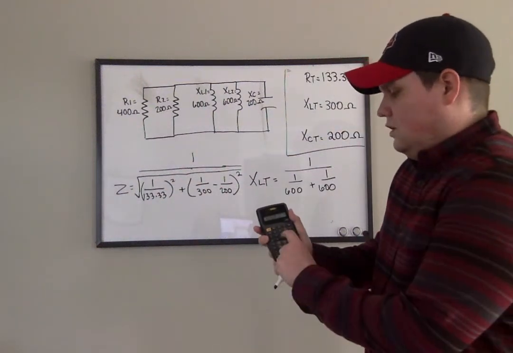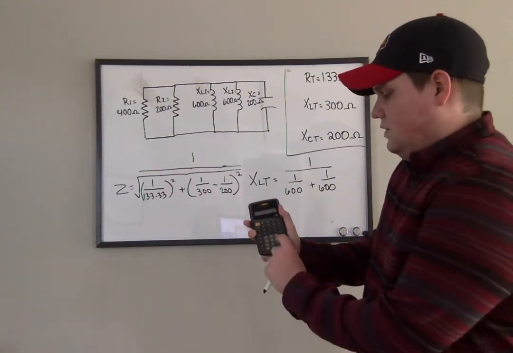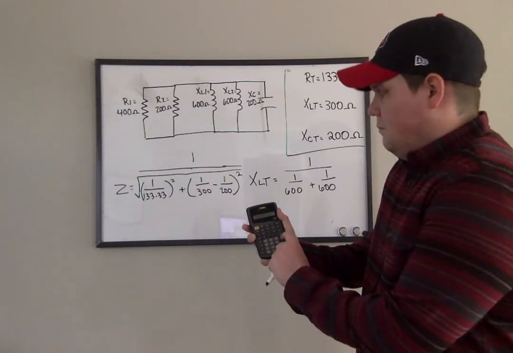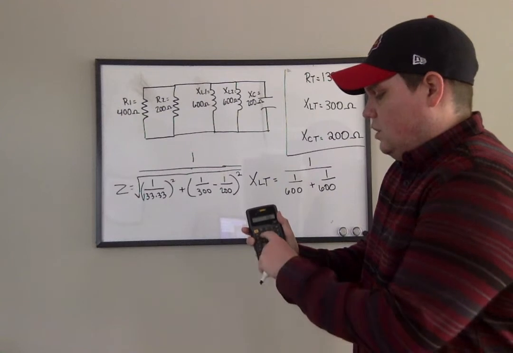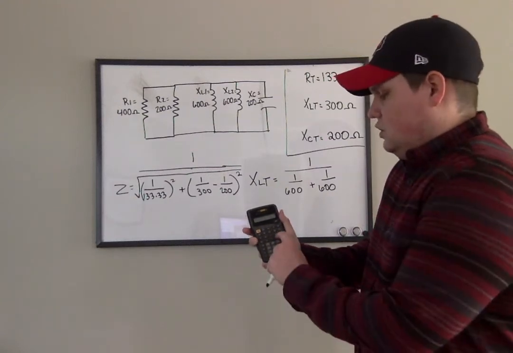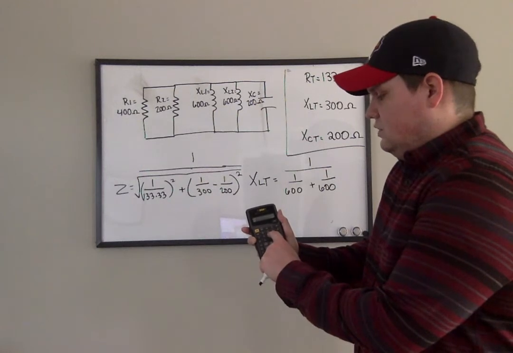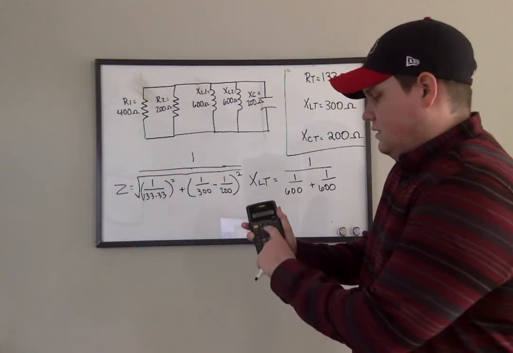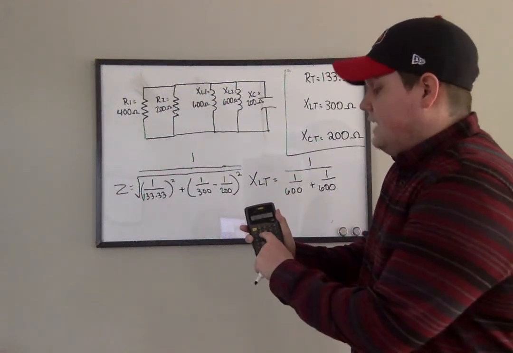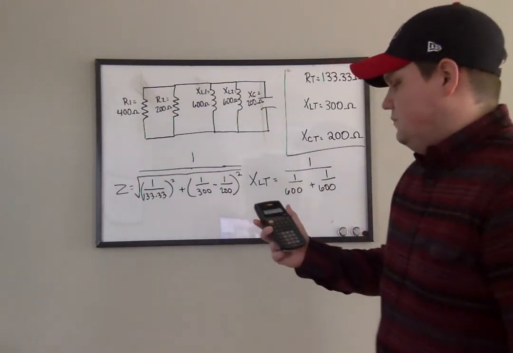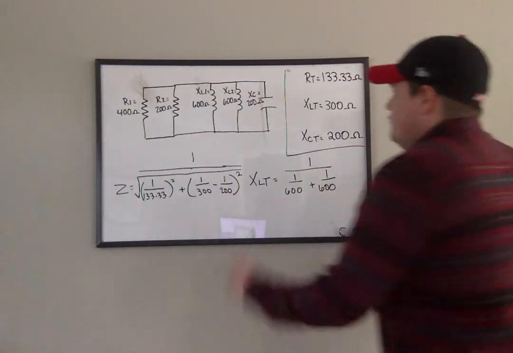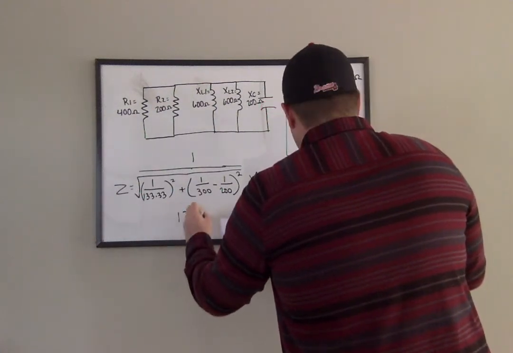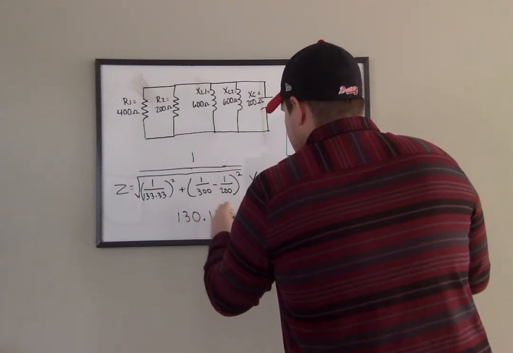Plus, parentheses, 300, 1 over, minus 200, 1 over, close the parentheses, squared. Then you're going to hit equals, square root it, and then lastly 1 over it. What you should get for Z is 130.16 ohms.